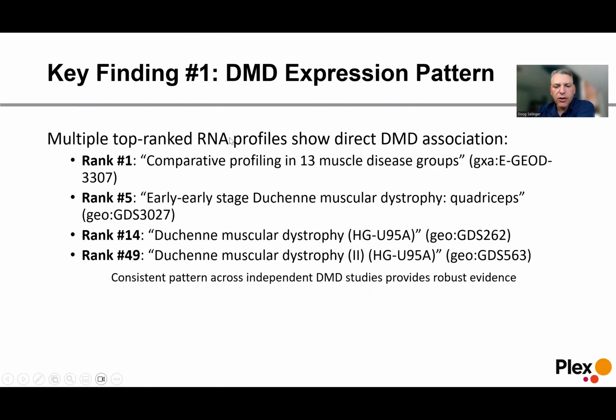In the RNA profiles category, the very first study is a DMD-relevant study, even though it does cover other diseases. Then those ranked 5, 14, and 49 were studies that were very specifically looking at DMD. So this was really what made this case the strongest.